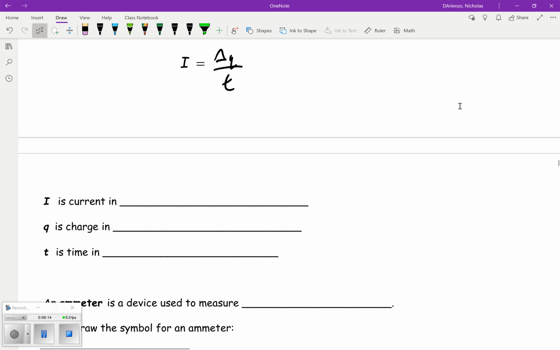Now I, our current, is measured in amperes, and that's represented by a capital A. Q we know is charge, that's coulombs, represented with a capital C. And t is time in seconds, represented by a lowercase s.